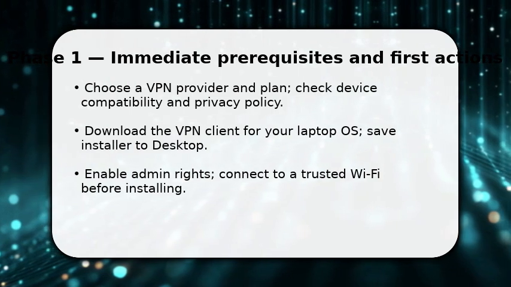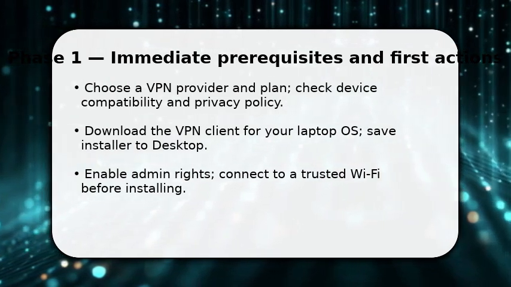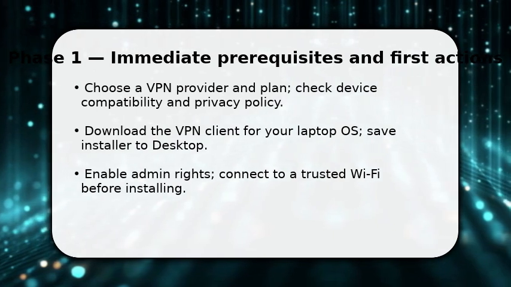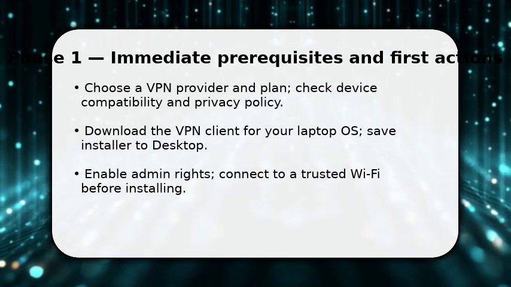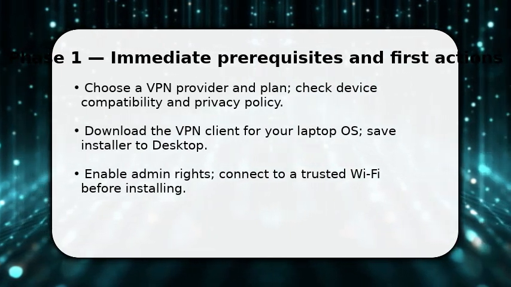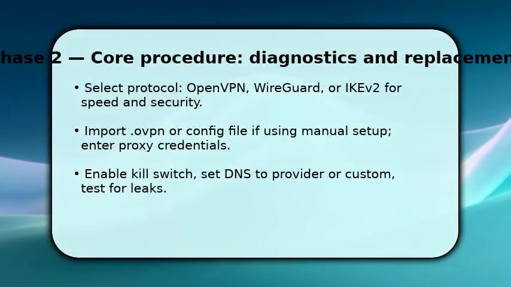If you have a separate proxy service, note the server address and credentials now, because you'll need them during setup. Next, open the client and choose a protocol. OpenVPN is widely compatible. WireGuard is faster. Pick based on your needs.